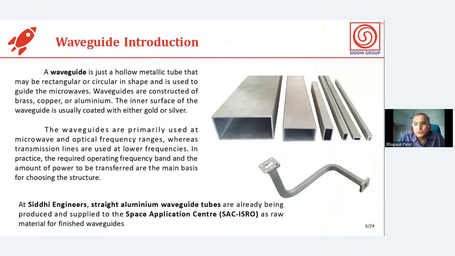Now, why is the waveguide used instead of cable? Normally, these waves are passed through cables, but for very high frequency ranges like microwave, optical, and radio frequencies, these cables are not capable of carrying the microwaves from one place to another. So this hollow waveguide is used for better efficiency of microwave transmission. At Siddhi, we have developed these waveguide tubes for a specific application for the Space Applications Centre, where they are using these waveguide tubes in their payloads.